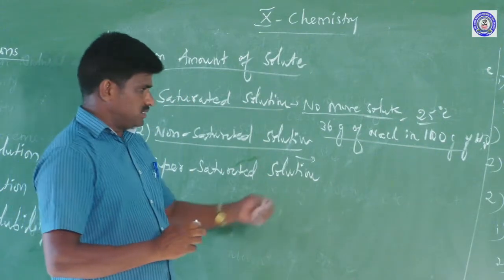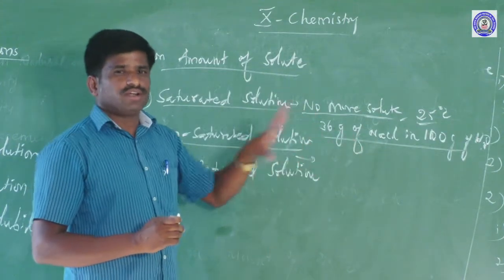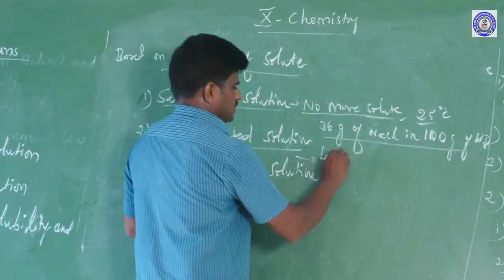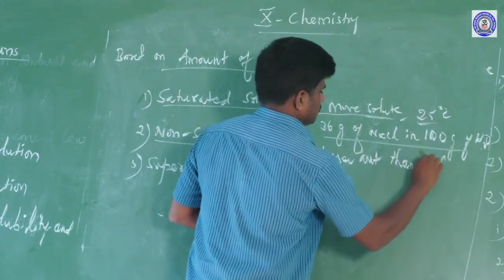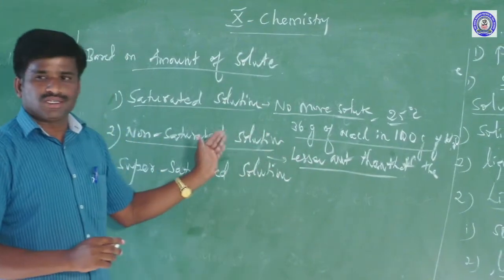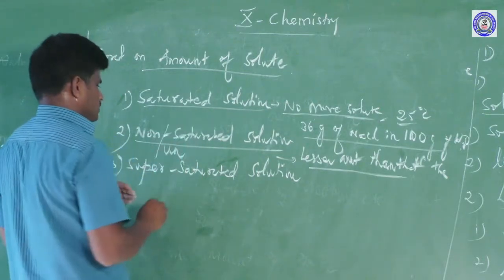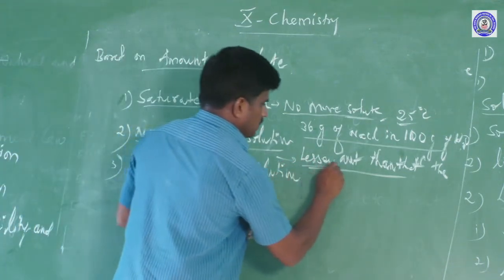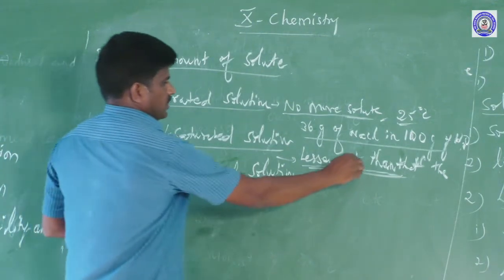Next, the second type of solution. In this solution, the solute is needed in a lesser amount than that of the saturated solution. Lesser amount than the saturated. Such solutions are called non-saturated, otherwise called unsaturated solutions. So what is called lesser amount than the saturation? Such a solution is called an unsaturated solution.